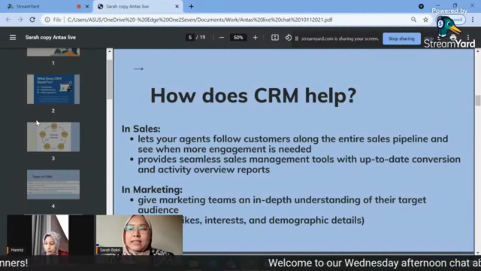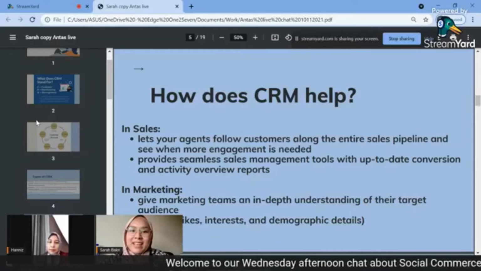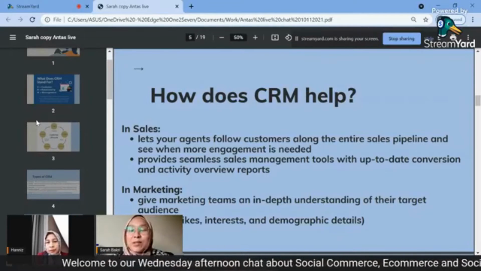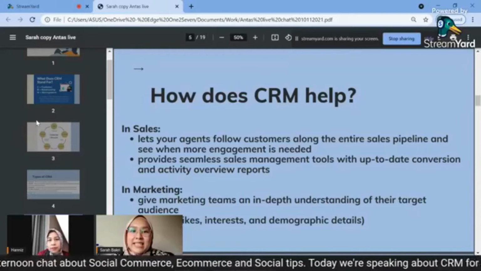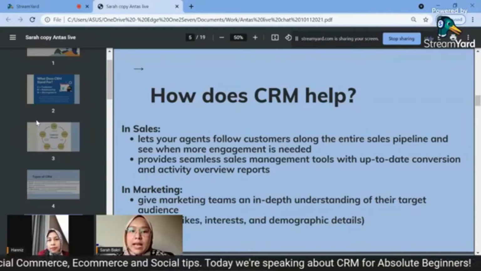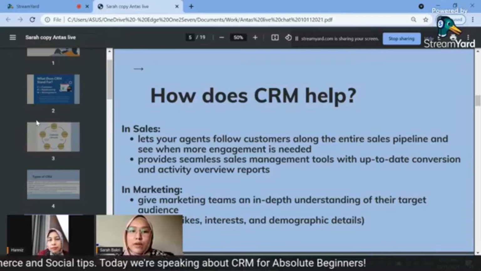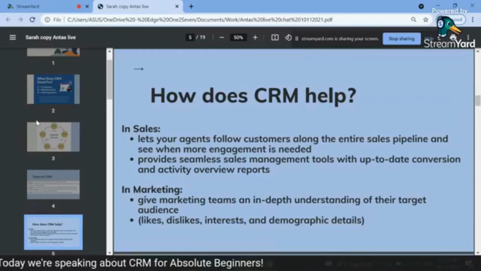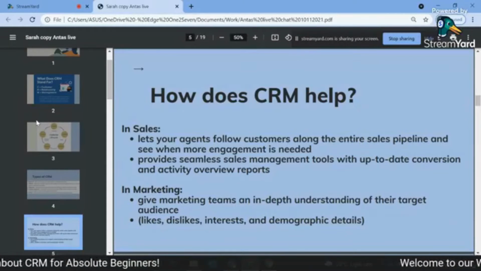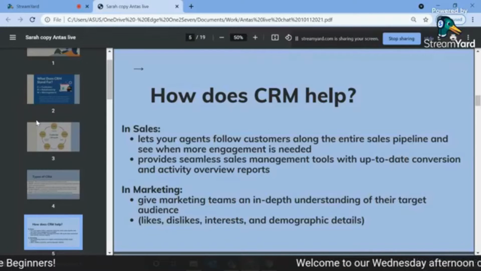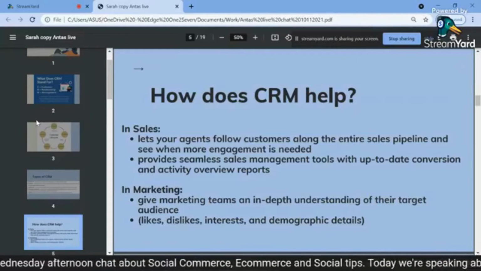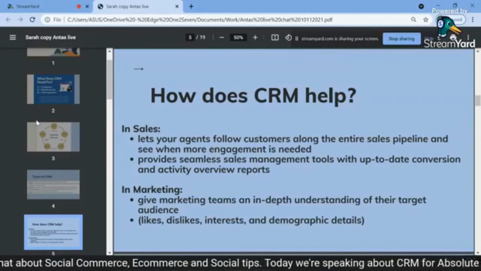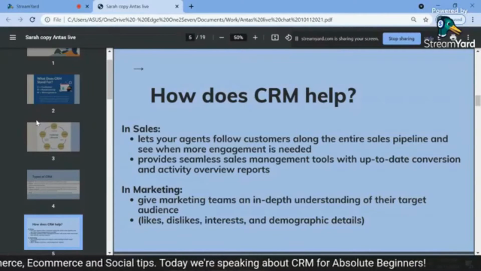CRM is like a good restaurant server. You barely notice them, but your glass is always full. So this is what they do. In sales, a salesperson has to cover a lot of ground. And using a CRM helps your agents to follow the customers along the entire pipeline. So this way, your sales agent would actually meet your customers where they are and know exactly what to say and support them at the right time and say the right things.